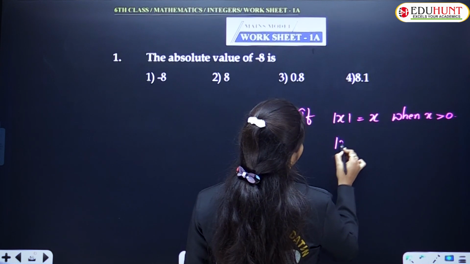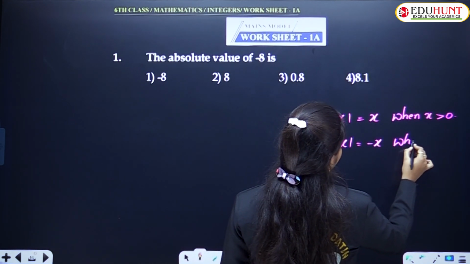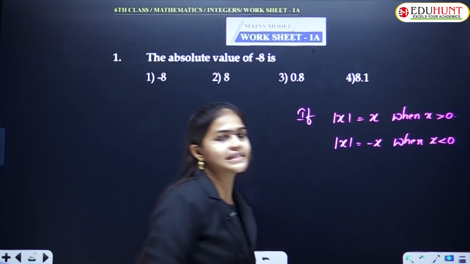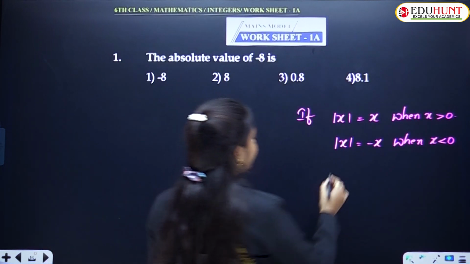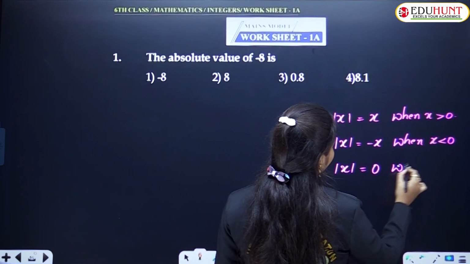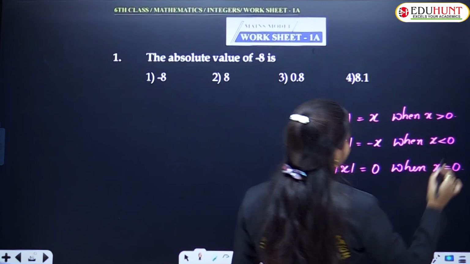Next, modulus of x is equal to minus x. When is it possible? When x is less than 0. And finally, modulus of x is equal to 0. When is it possible? When x is equal to 0.